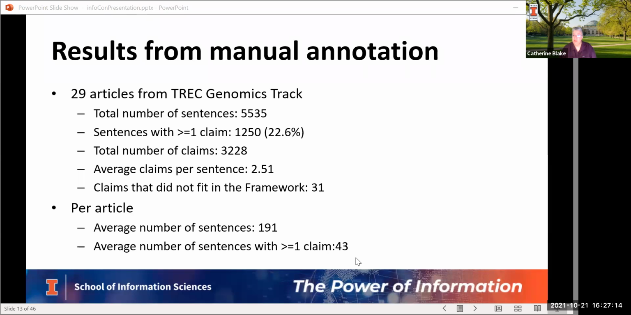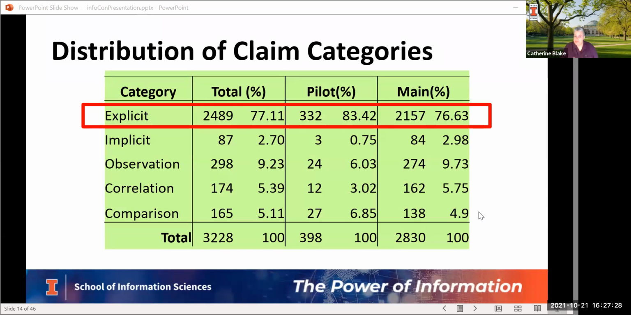And I'm going to tell you a little bit more about our work in trying to automate that kind of claim. But before we get there, I just want to give you a bit of an overview of how many claims there were in a collection. There were over 3,000. As I said, most of the claims are explicit, so about 77% of all the claims.